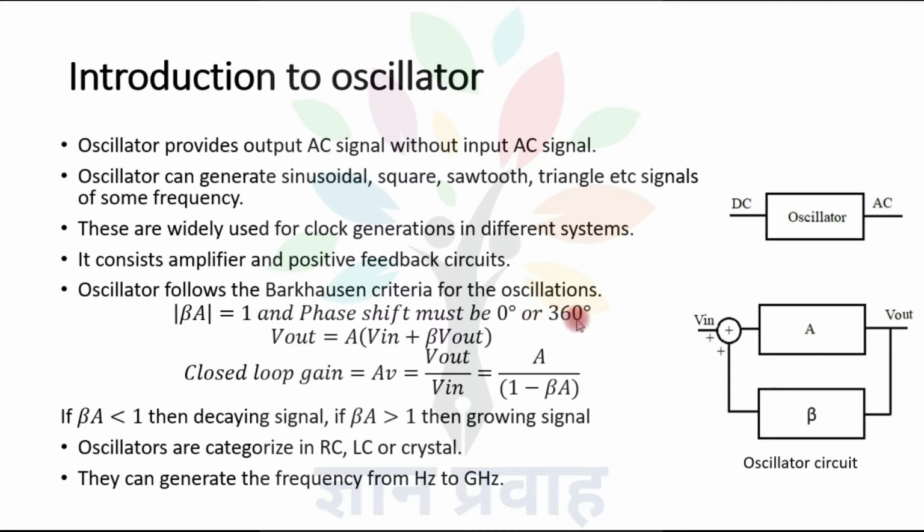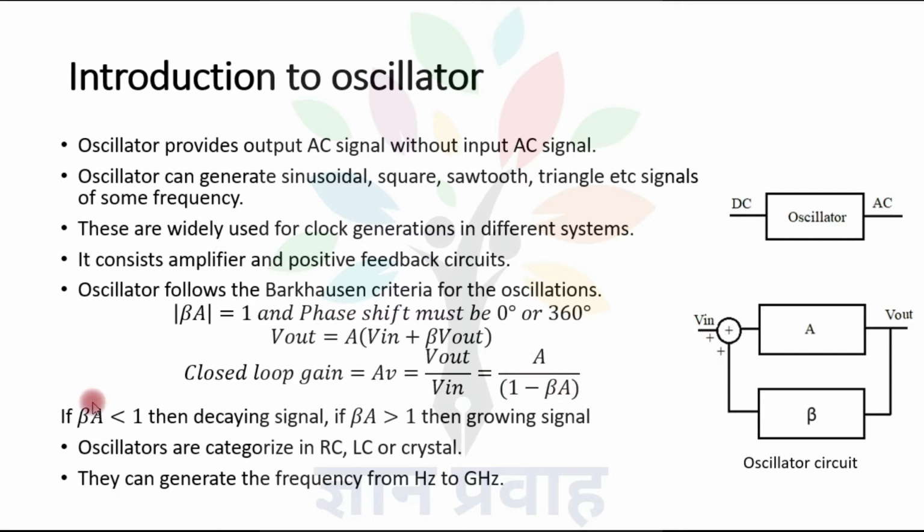So oscillator is a positive feedback amplifier circuit. It means its output is V out equal to A V in plus beta V out. From this expression, the closed loop gain, that is A f, which is equal to V out upon V in, will be A upon 1 minus beta A.